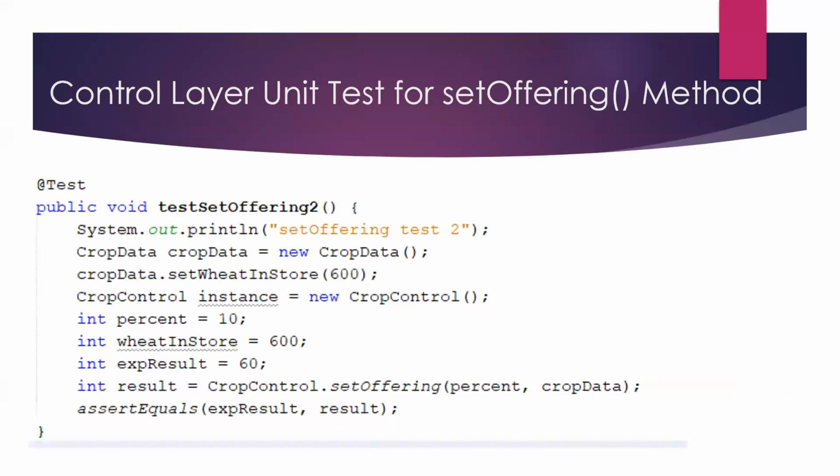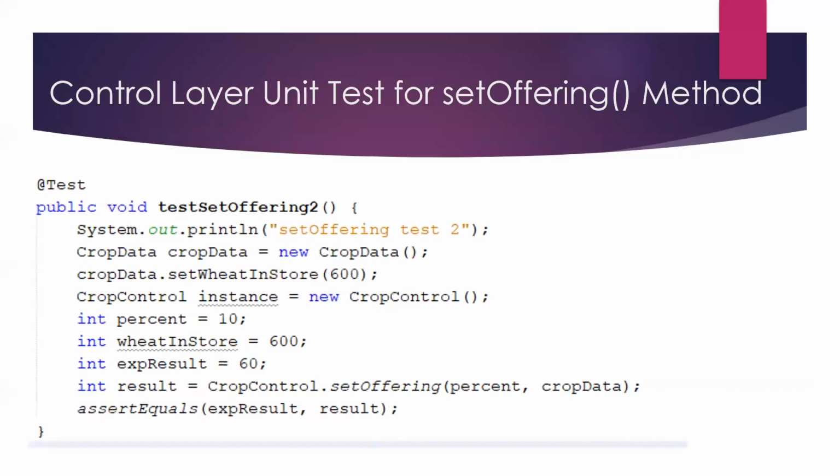Then we have the object of crop data, the new crop data, as well as a set wheat in store with the value of 600. And then we have the crop control instance with the new crop control. We also put other values in there in order to test this particular unit. So we have the integer percent equals 10, and also the wheat in store equals 600.